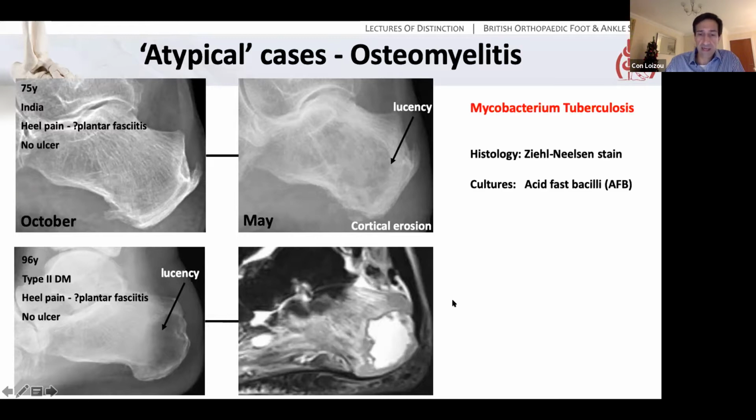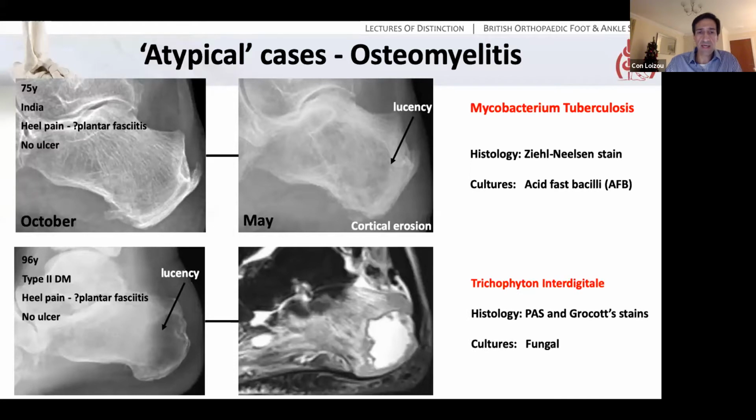Now, in the first case, the organism identified was Mycobacterium tuberculosis, and unless you ask your pathologist and microbiologist to look for it on histology and cultures, you will not find it. In the second case, the organism identified was Trichophyton interdigitale, which is the same organism that causes onychomycosis and tinea pedis. And again, you have to ask to look for it, otherwise you will miss it.